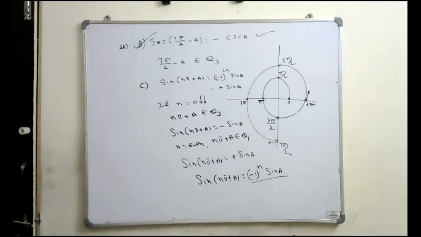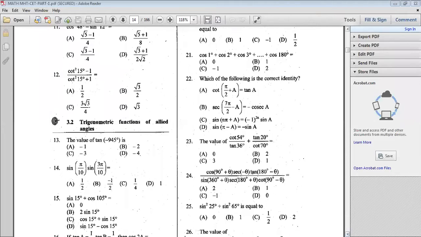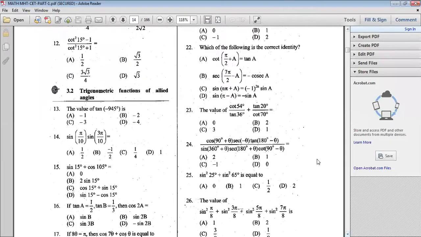Completed? Yes, sir. Okay. Next, look at the next problem, 23rd problem. Let's observe this.